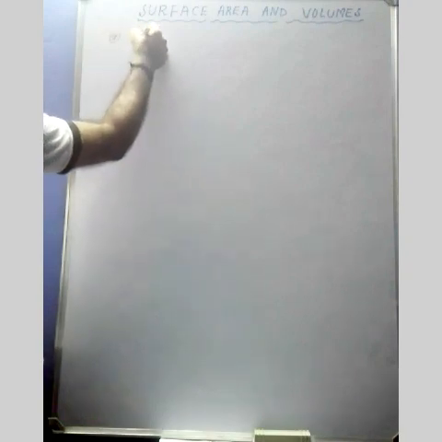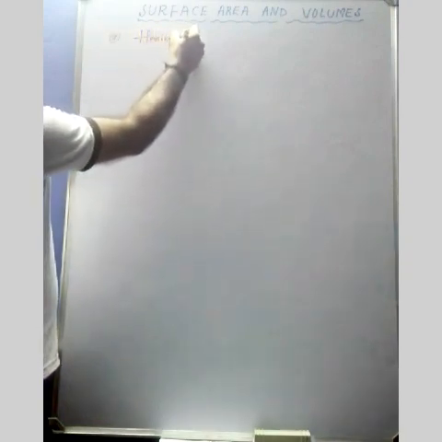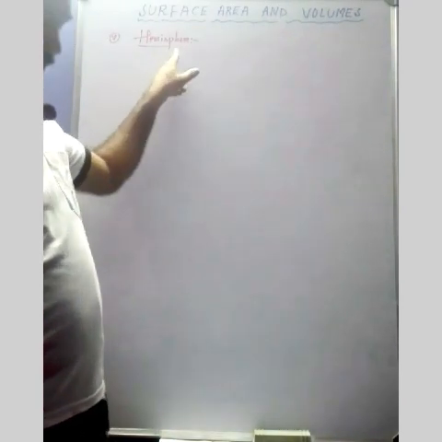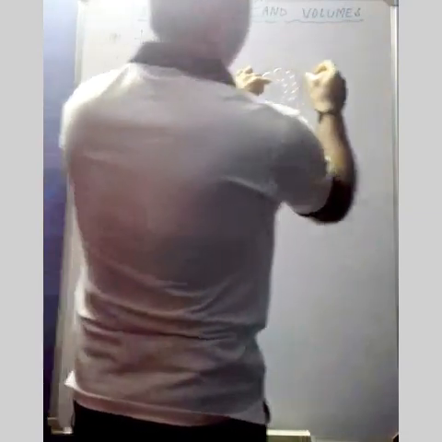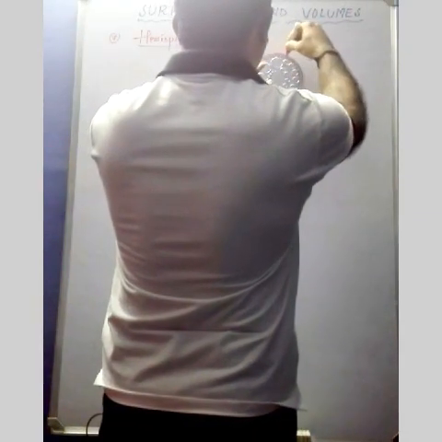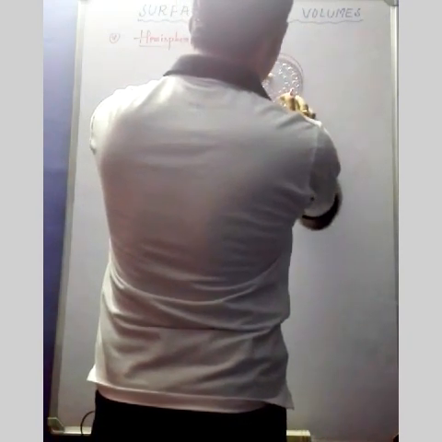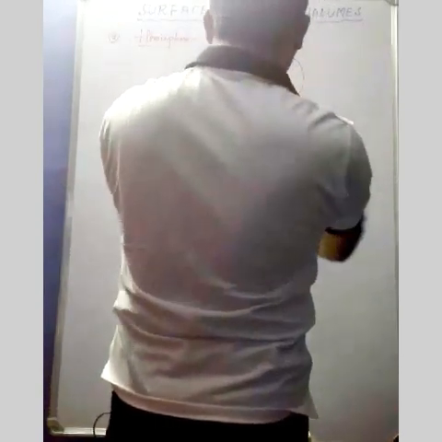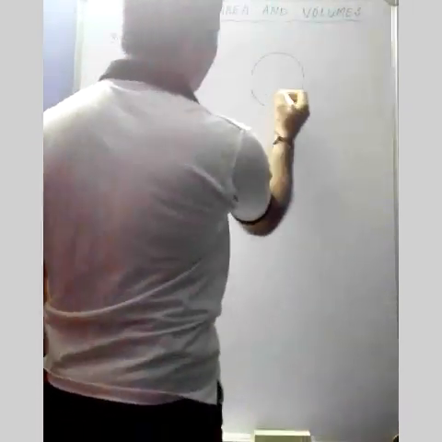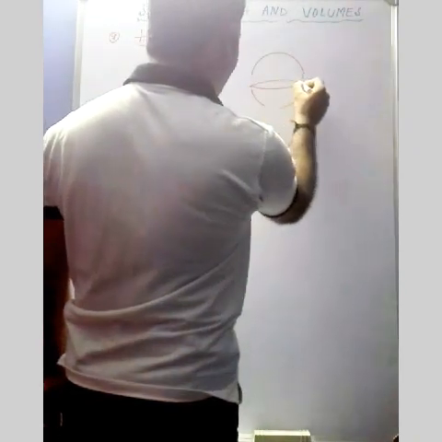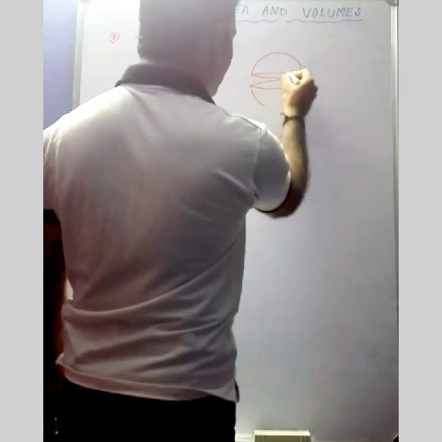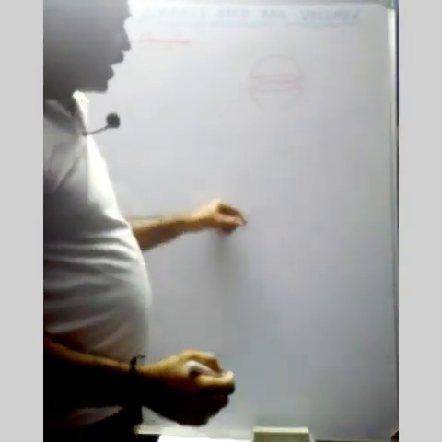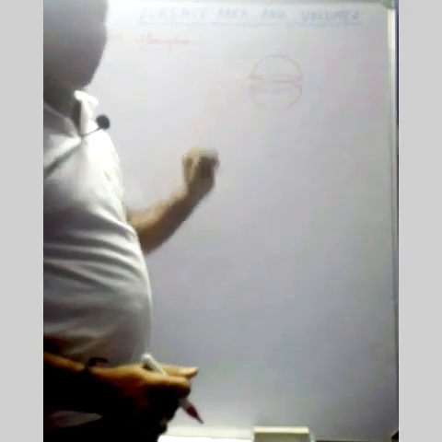Now, last one, hemisphere. When the sphere is cut into two halves, each half is a hemisphere. Now, see here, it is one hemisphere, it is another hemisphere. There are two types of hemisphere. One, solid hemisphere. Another one, open-ended hemisphere.